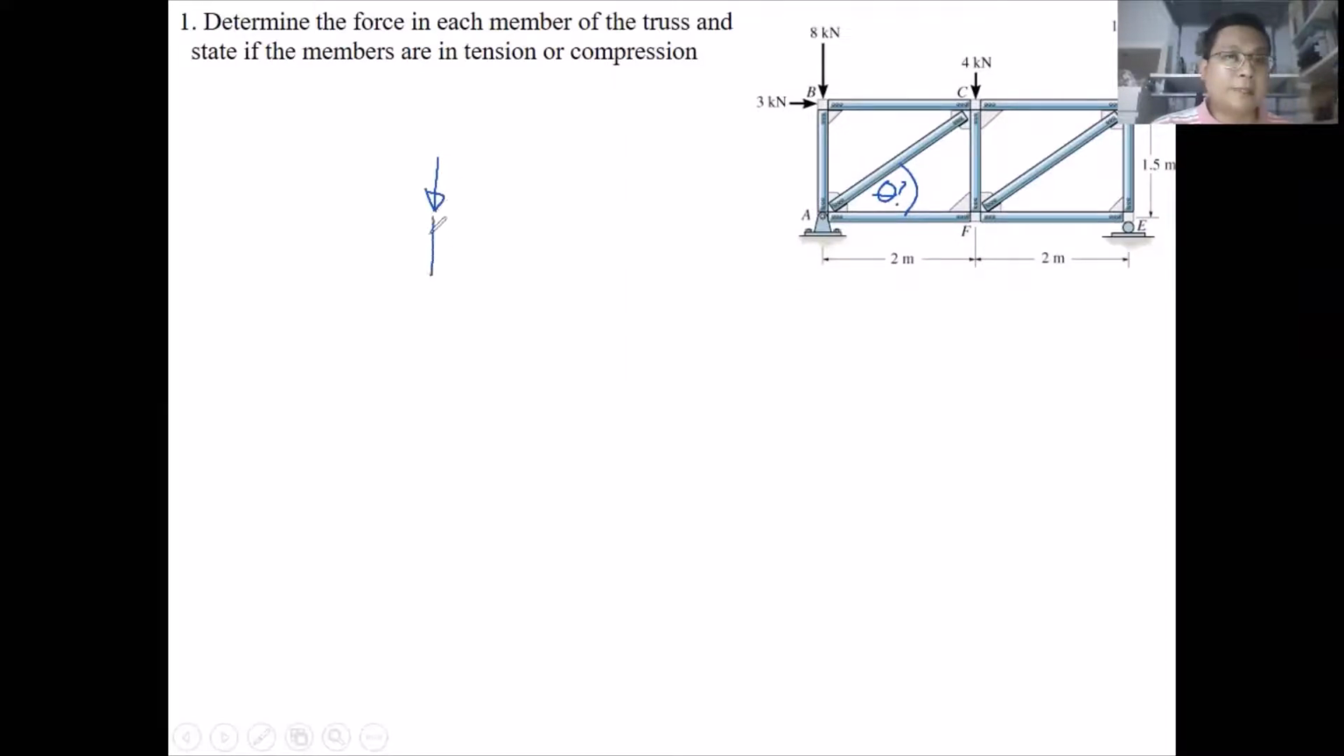The joint B. Okay, here 8, and then this one is the force acting from A to B, and then this one is the force in the truss of B and C, and this one is 3 kilonewton. And then the unknown is still here.